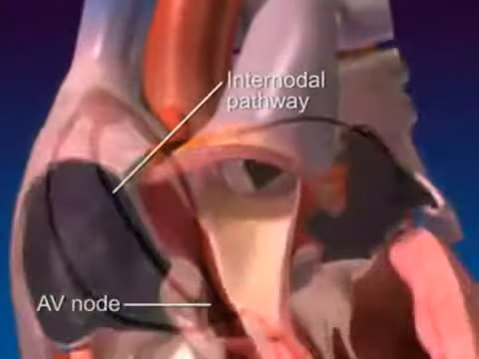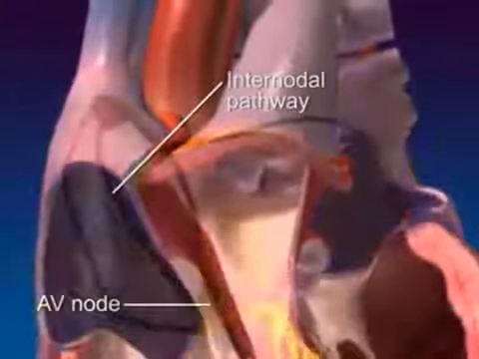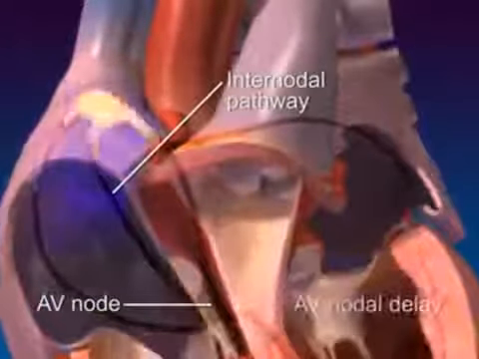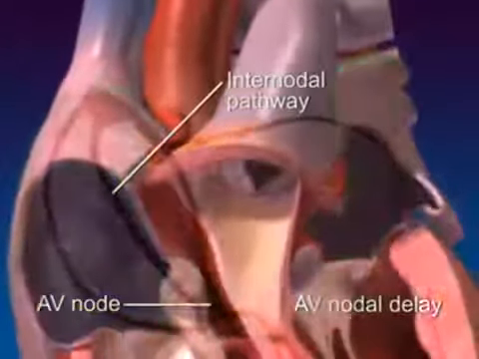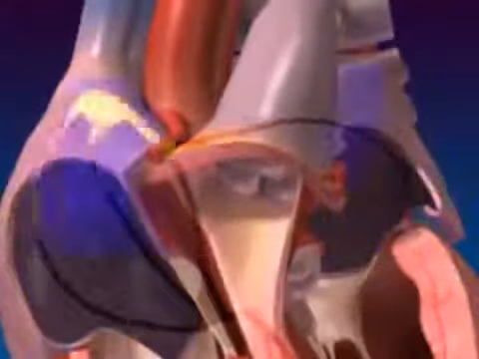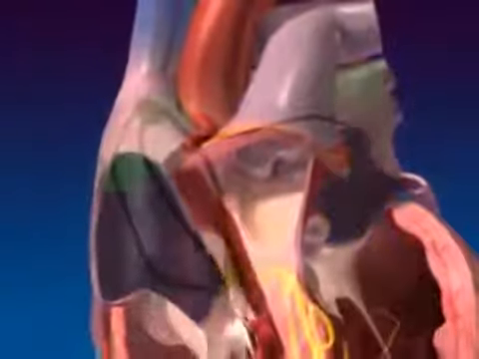The AV node is the only point of electrical contact between the atria and ventricles. Here, the impulses briefly slow, allowing the atria to contract and empty their contents into the ventricle before ventricular depolarization and contraction occur.